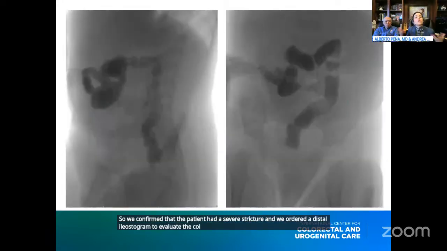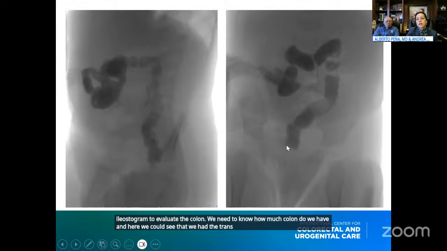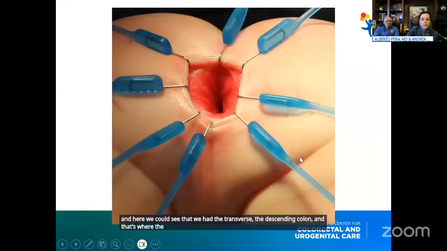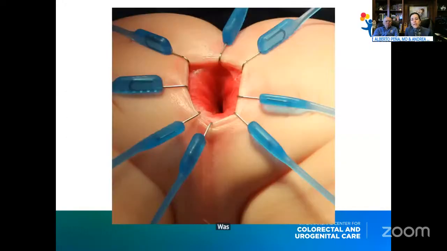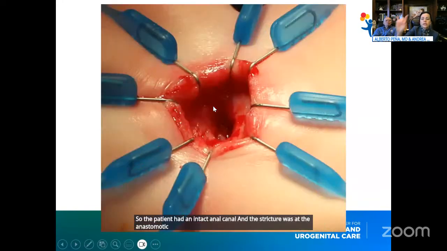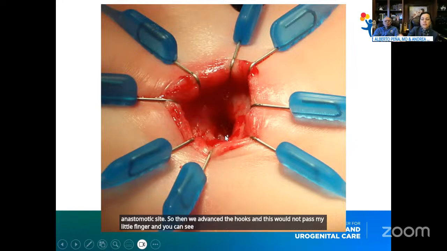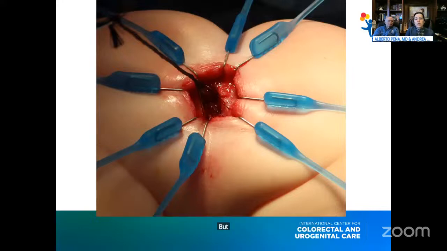We need to know how much colon we have. And here we could see that we had the transverse and the descending colon, and that's where the level of the stricture was. So the patient had an intact anal canal and the stricture was at the anastomotic site. Then we advanced the hooks and this would not pass my little finger. You can see there is fibrosis and it was a severe stricture, but it was just at the line of anastomosis.